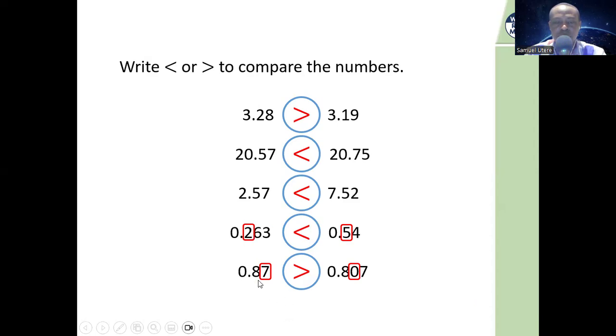Here we can see that the 8s are the same, but here we have 7, there we have 0. So comparing the correct place value digits is important. So we see that 0.87 is greater than 0.807.